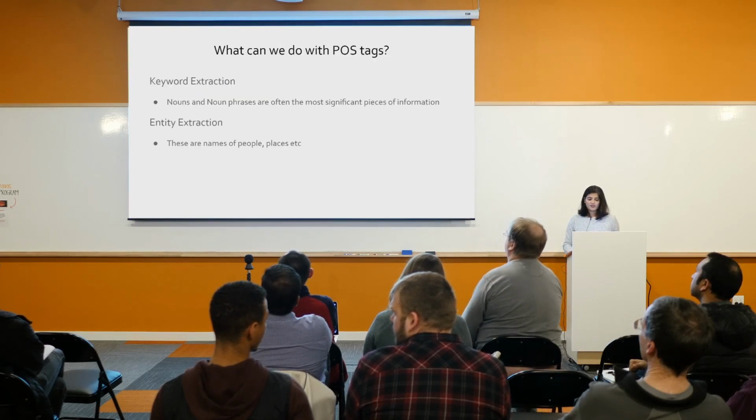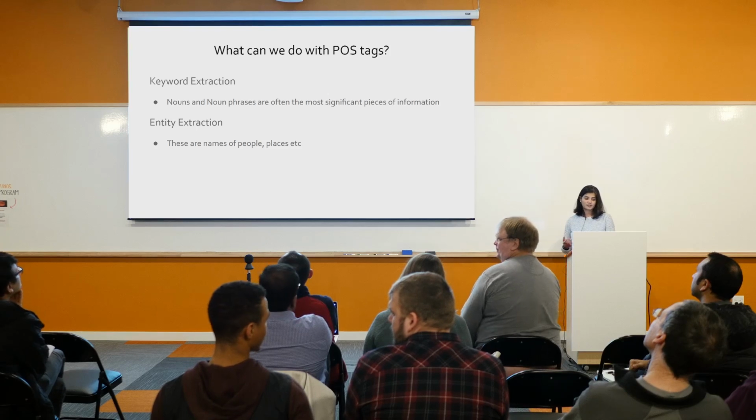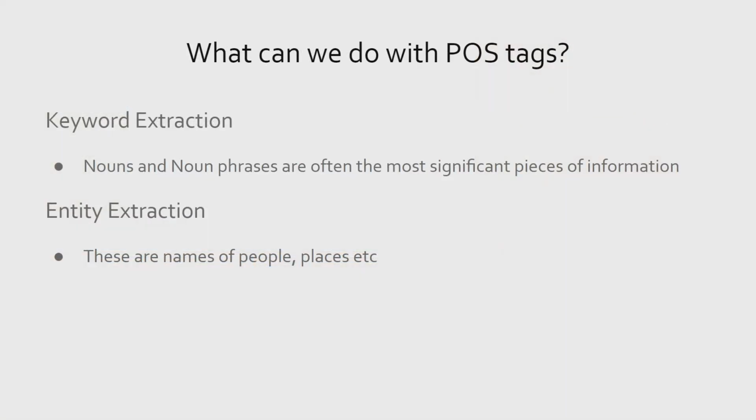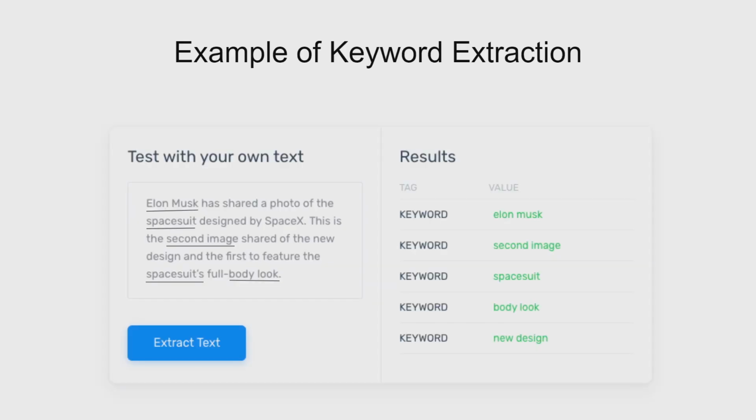Okay, so what can we do with part of speech tags? We can do keyword extraction, because nouns and noun phrases are usually the keywords that we are looking for in a paragraph. Entity extraction. What are the names of places mentioned in a news article? So here's an example. Elon Musk has shared a photo of the spacesuit designed by SpaceX. This is the second image shared of the new design, and the first to feature the spacesuit's full body look. And here you can see that the system is able to identify not all, but quite a few of these keywords that are relevant in this paragraph.